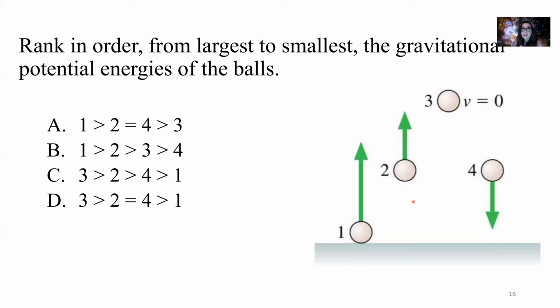Just remember that the gravitational potential energy is mass times gravity times its height above the ground. Rank in order these 4 balls, from the ones that have the largest gravitational potential energy down to the ones that have the lowest gravitational potential energy.